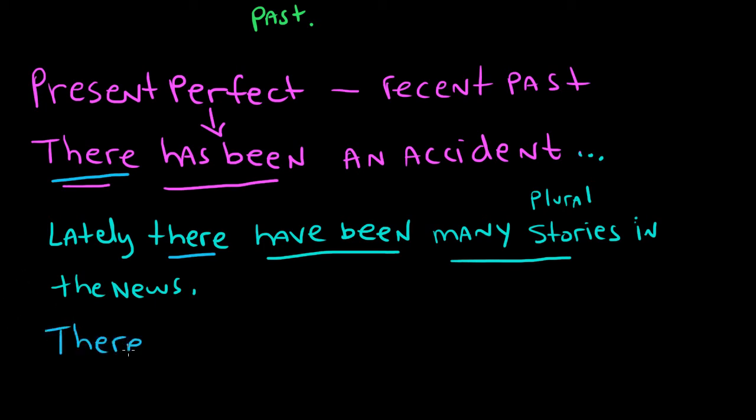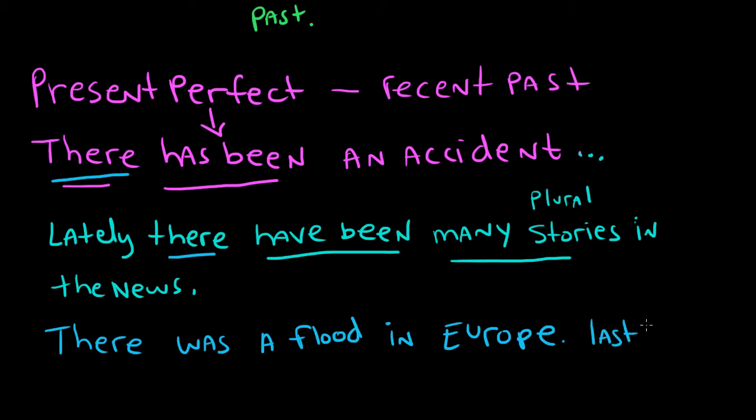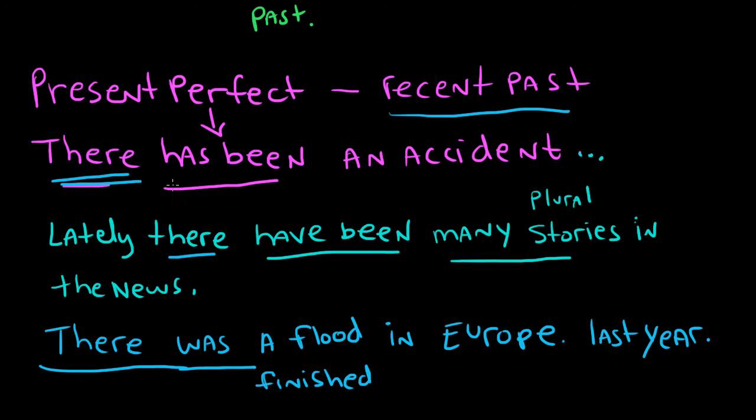There was a flood in Europe. Last year. When the action is a completed past action or finished action, we use there and was. If the action is recent past, we use there and has been or there and have been.